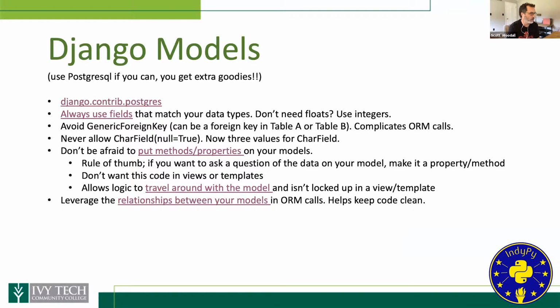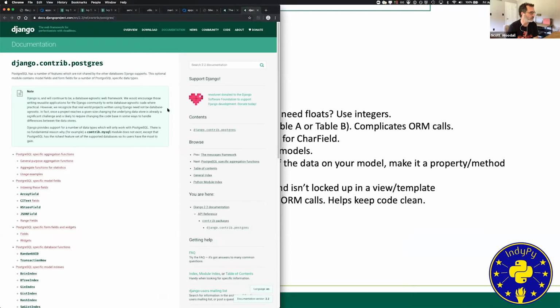Django models. If you can use Postgres, use Postgres. From what I've seen, Postgres is the database engine of choice for most Django projects. And if you are able to, you can get some extra goodies for free, just because the Django core project provides these things to you.